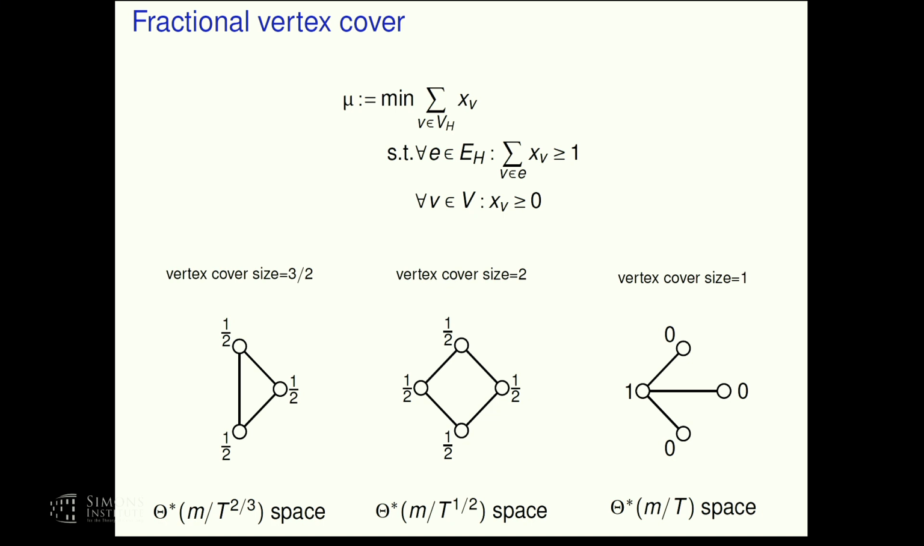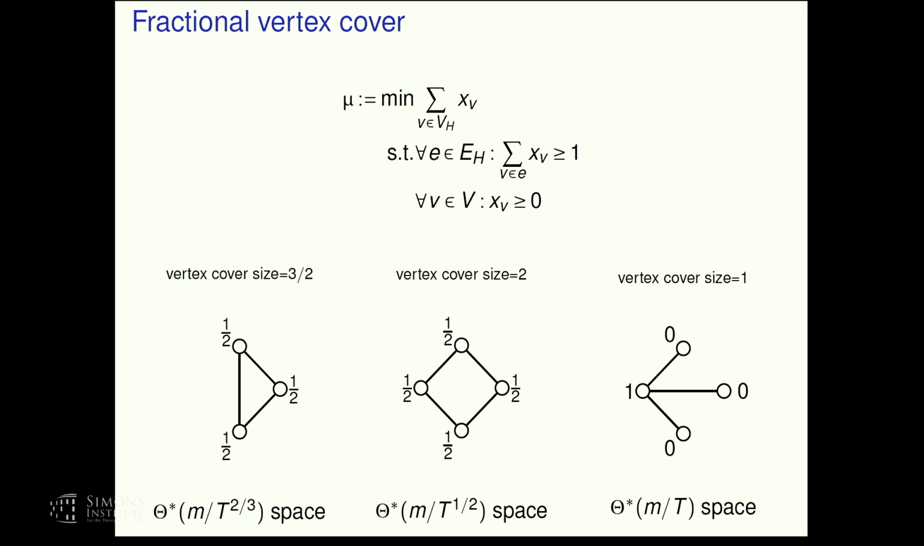Okay, well, if my graph is a triangle, then the optimal vertex cover size is 3 by 2. I put mass of 1 half, 1 half, 1 half on every node in the graph. If my graph, let's say, is a 4-cycle, then I can either put 1, 1, 0, 0, or 1 half, 1 half, 1 half, 1 half. Let's say if I have a star, then the fractional vertex cover size is 1. I just cover the middle node.